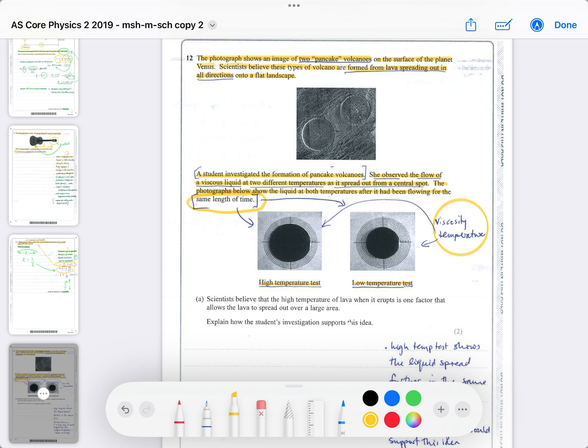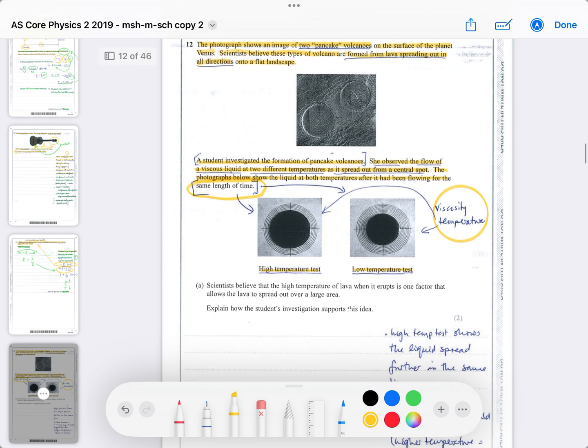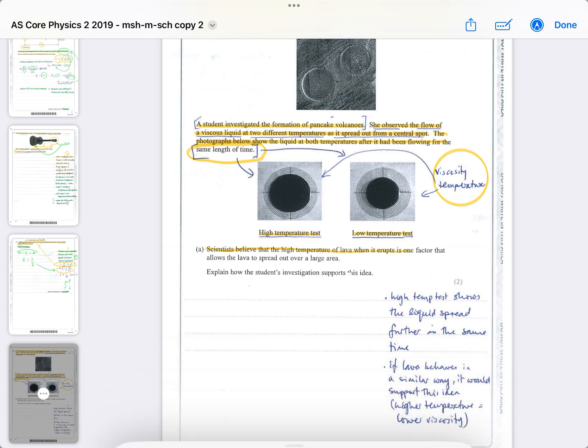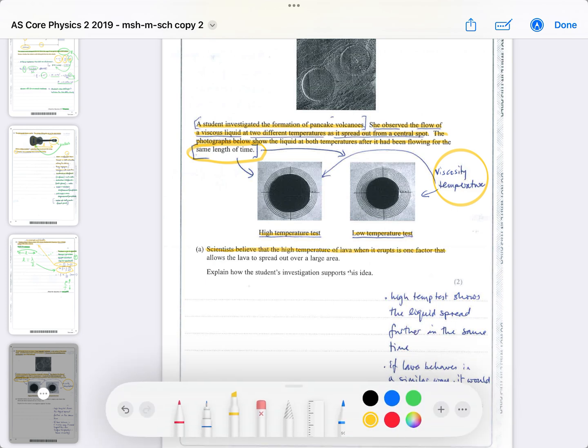They changed the independent variable, temperature, and how much it spreads out is what's measured, and they've controlled the amount of time that they've done it for. Obviously, that makes it a valid experiment. Okay, scientifically valid. It says scientists believe that the high temperature of the lava when it erupts is one factor that allows the lava to spread over a large area.